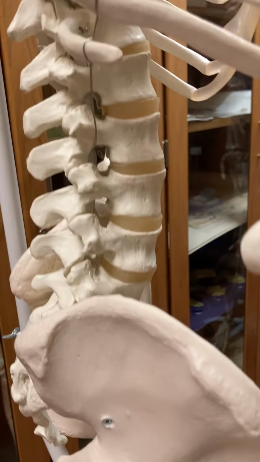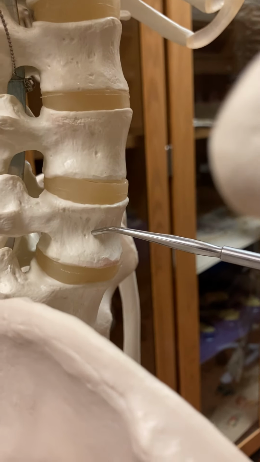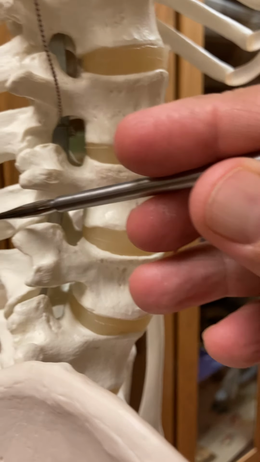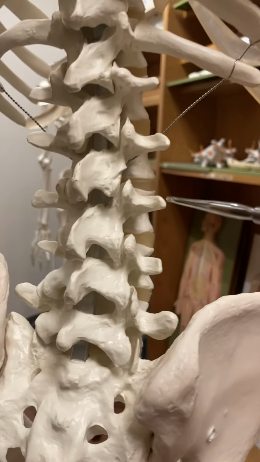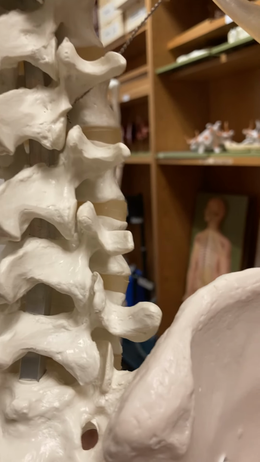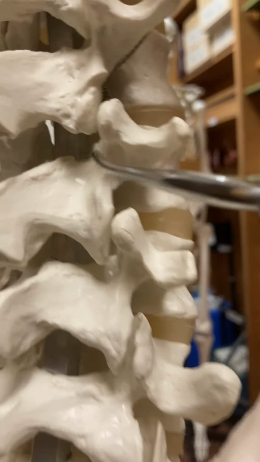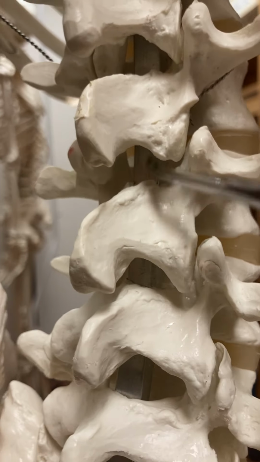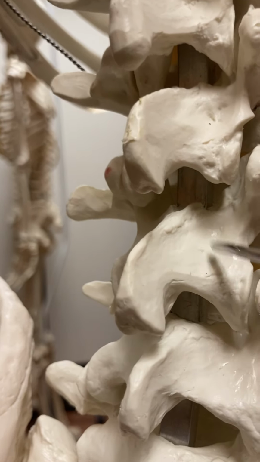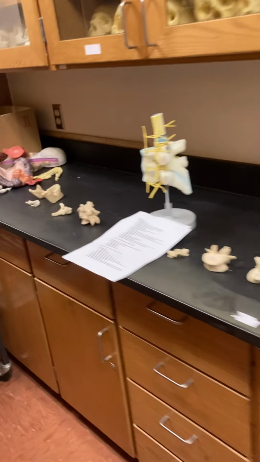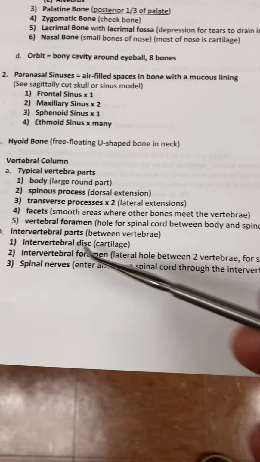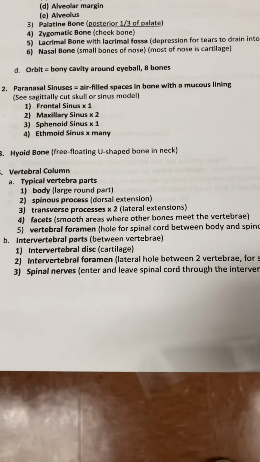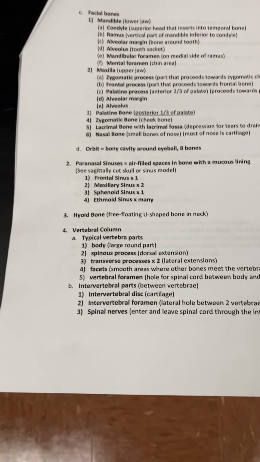Let's look down here in the lumbar area. Body, spinous process, body, spinous process, transverse process. Now, we can see where this metal bar goes, that would be where the spinal cord would go, and that would be the vertebral foramen. Now, in between the vertebrae, we have some structures, intervertebral parts. We have a disc between the vertebrae. We have a foramen between the vertebrae. We have spinal nerves coming out between the vertebrae.